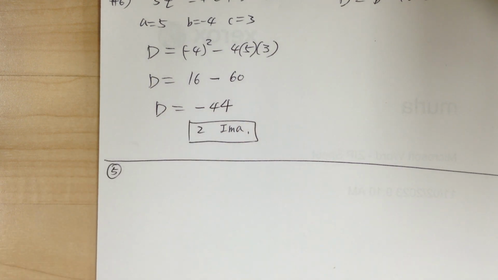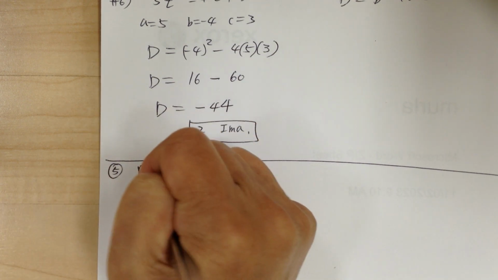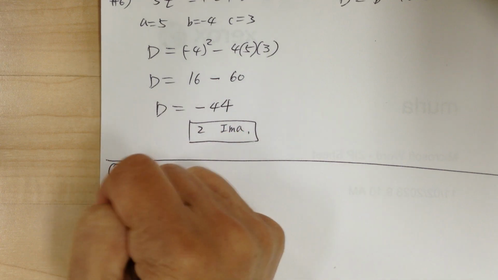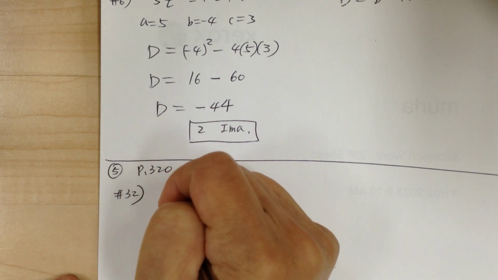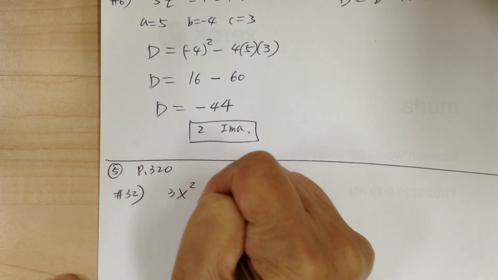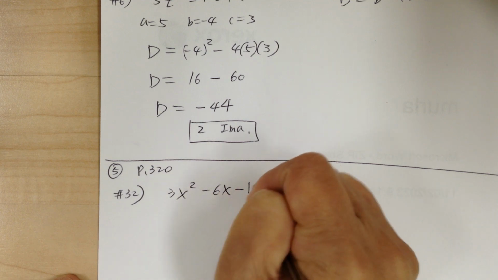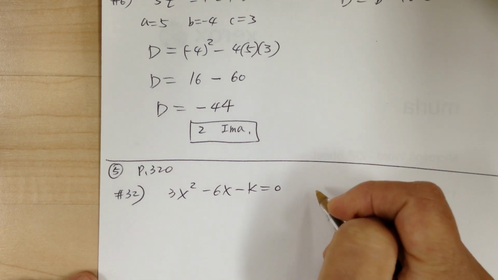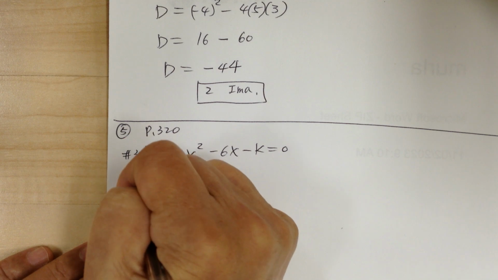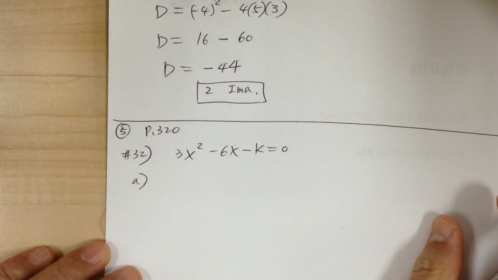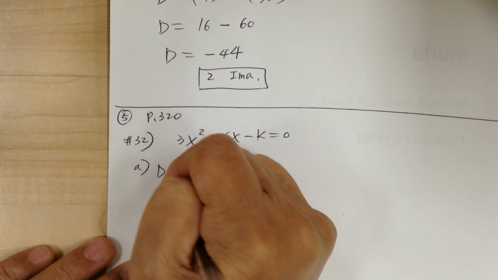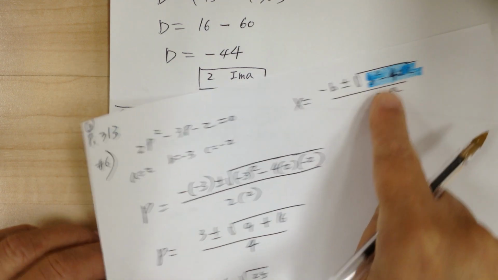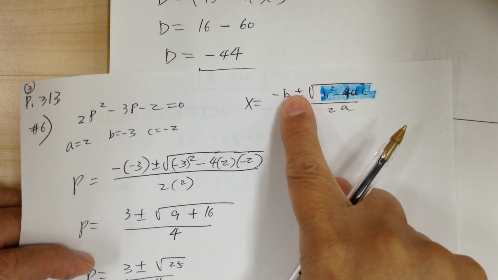Okay, number 5 on the list. Again, it's from page 320, and let's go and do number 32. So you got 3x squared minus 6x minus k equal to 0. Let's go and do part A. To get a double root means d has to equal 0. Remember d is the inside, so if the inside equals 0, you get a double root.